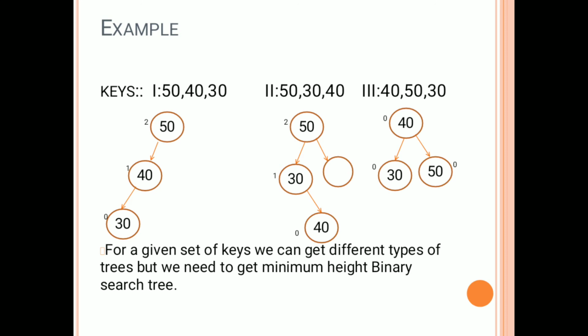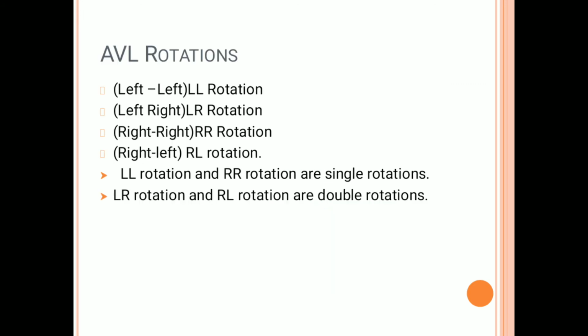According to the given order, we can create many trees. For a given set of keys, we can get different types of trees. But our ultimate goal is to create a minimum height binary search tree, because to insert a node and to search for a node, we need a minimum height tree. A minimum height binary search tree can be created by using AVL rotations.